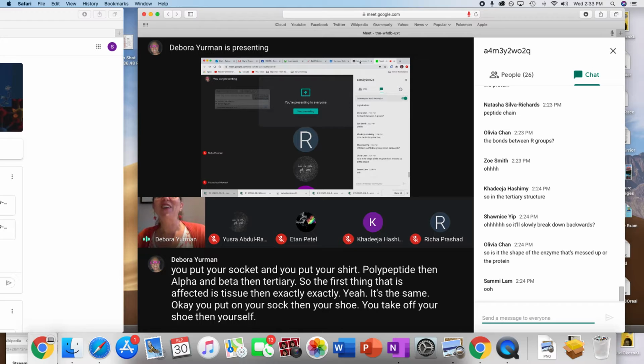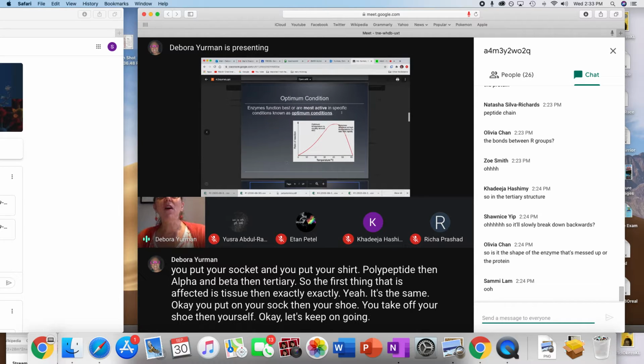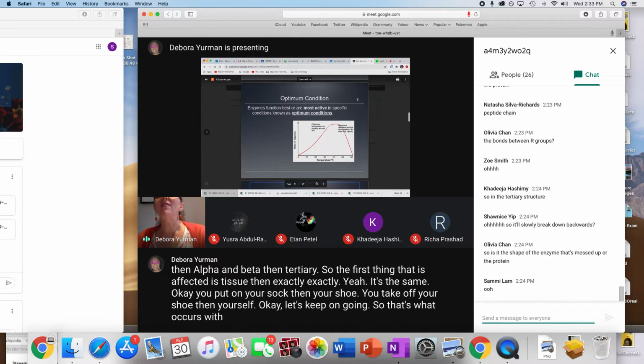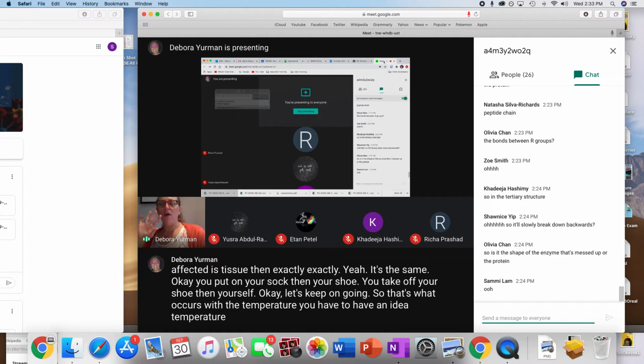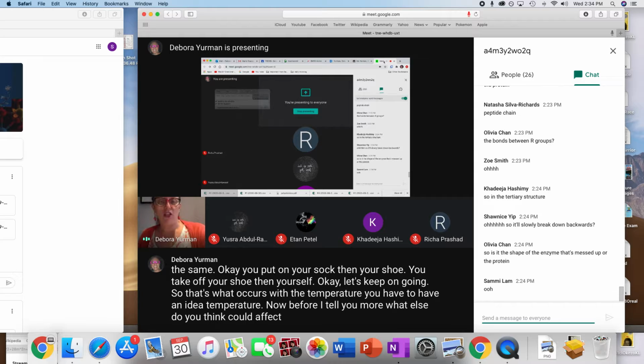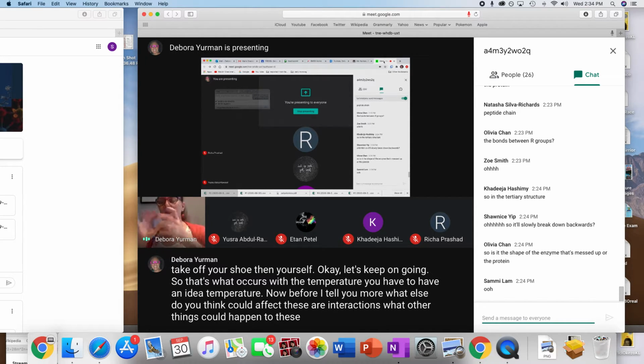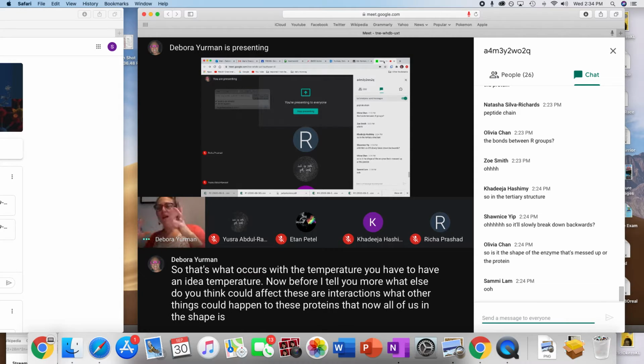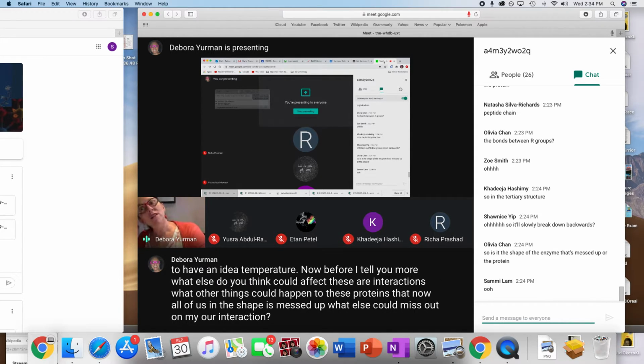Okay, let's keep on going. So that's what occurs with the temperature. You have to have an ideal temperature. Now, before I tell you more, what else do you think could affect these R interactions? What other things could happen to this protein so that all of a sudden the shape is messed up? What else could mess up my R interactions? Think of how the R interactions happen.